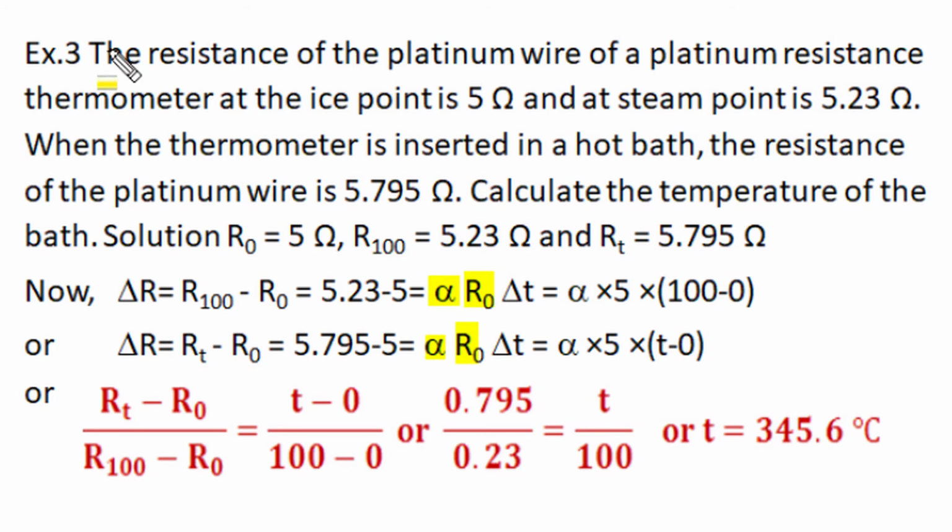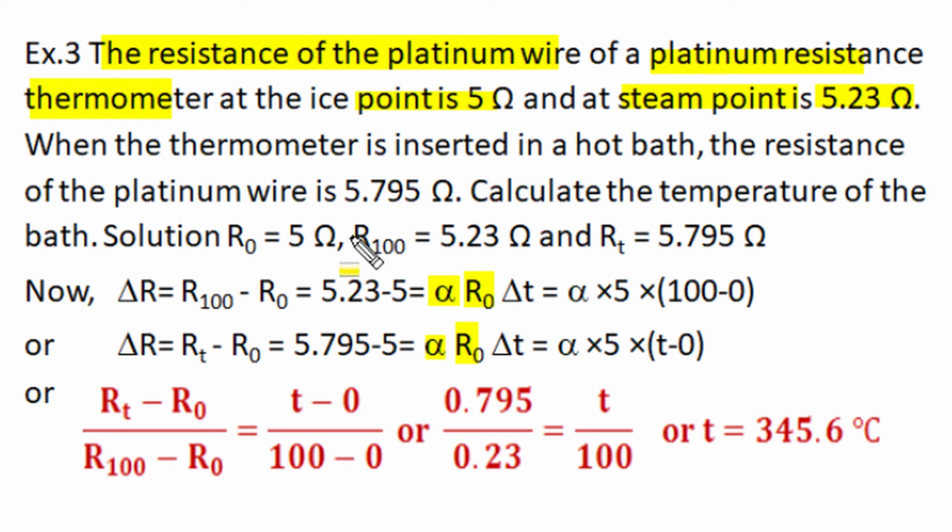Now in this question it is given that the resistance of a platinum wire, which is used in a platinum resistance thermometer, at ice point is 5 ohm and at steam point it is 5.23 ohm. Platinum is a pure metal which has a very linear and appreciable change in resistance with change of temperature, and as indicated here, from 0 Celsius, the temperature of ice, to the steam point condition of 100 degrees Celsius, resistance has changed from 5 ohm to 5.23 ohm.